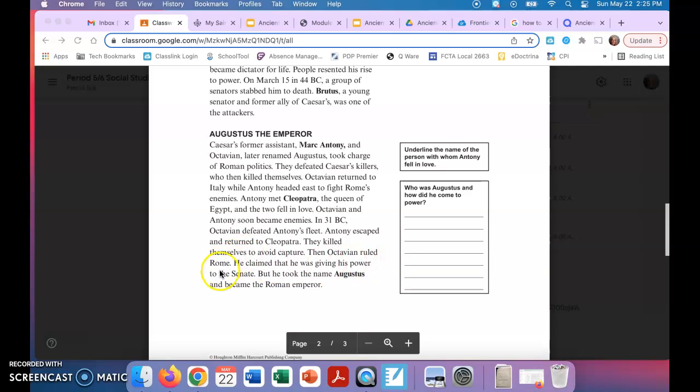Then Octavian ruled Rome. He claimed that he was giving his power to the Senate, but he took the name Augustus and became the Roman emperor. Again, underline the name of the person who Antony fell in love with and who was Augustus and how did he come into power.